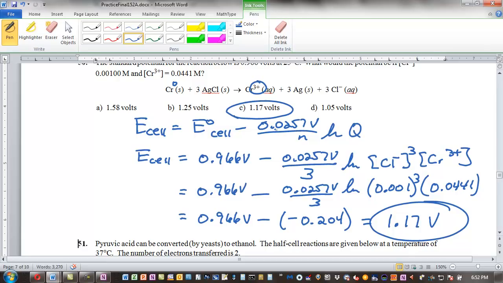Questions? Yes? So Q is products times reactants? It's products over reactants. This one, there were no reactants in it. See that both reactants were solids. So this just ended up being 2 of the products. But yes, normally it'd be products divided by reactants. But in this case, both the reactants were solid.